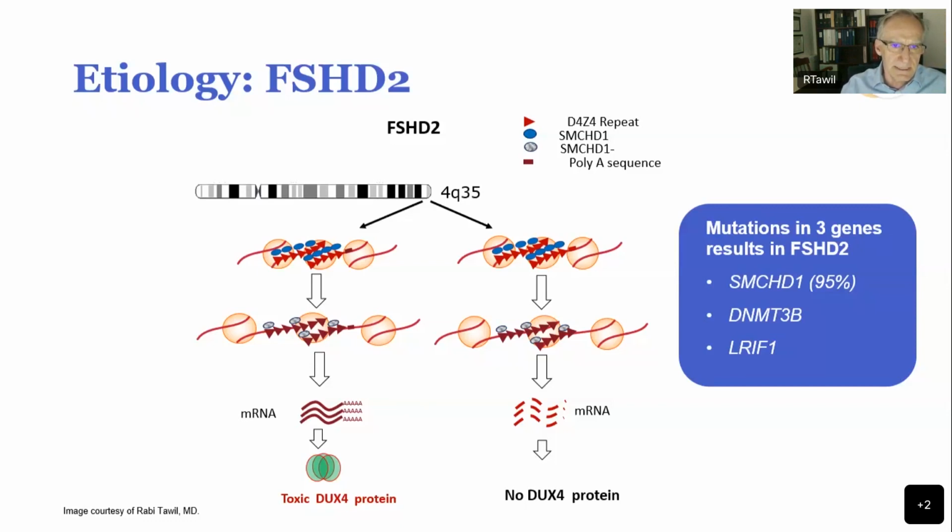Again, similar to type 1, even if you have a defective SMCHD1, if you don't have a polyadenylation sequence at the very tip, then you're not going to be able to produce DUX4 protein. And again, besides the SMCHD1, which accounts for 95% of FSHD2 patients, there are two other genes that are much less likely to cause it. There are very few reports of those two genes, but there are definitely genes that can cause FSHD as well.